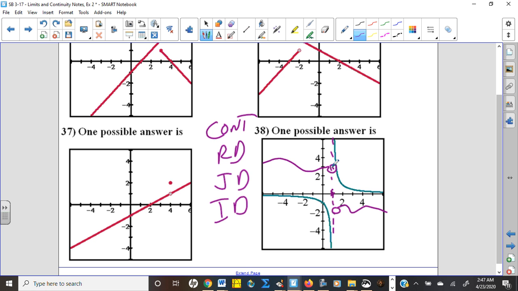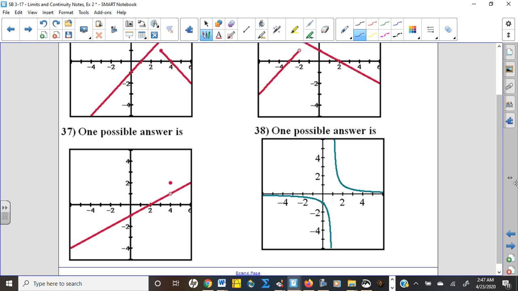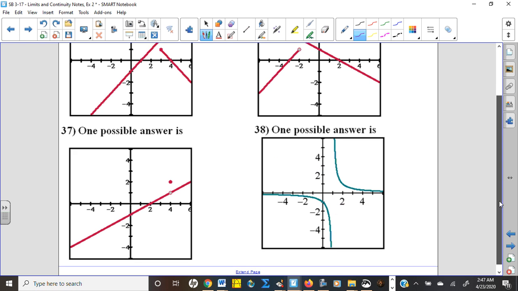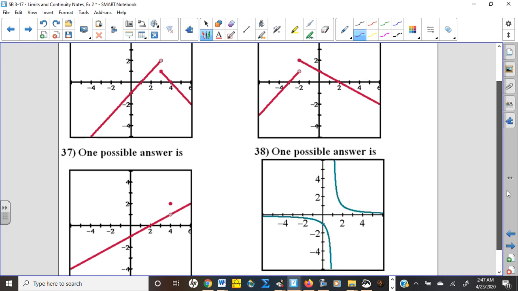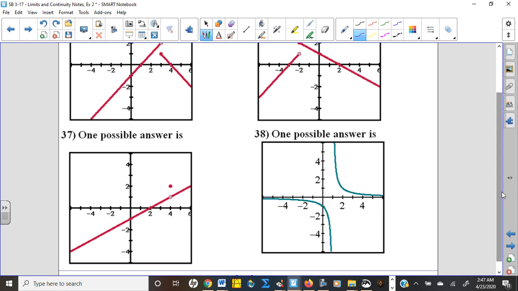But you probably could have also filled in one of those holes for a defined value. I think you had some flexibility there. So that's how you did those problems. These are just possible examples, but as long as you got those conditions, those parameters right, you were in good shape.